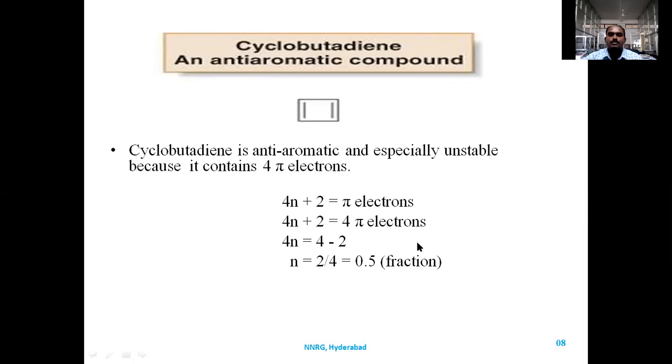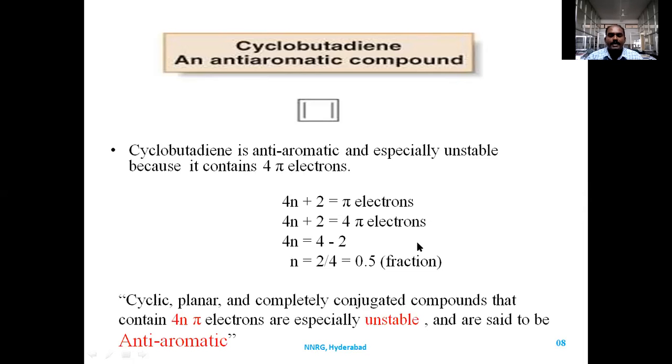4n pi electrons. So if you see the anti-aromatic definition, it is a cyclic molecule, planar and completely conjugated, that contains 4n pi electrons. 4n pi electrons means how many electrons are there here? 1, 2, 3, 4. 4 electrons are there. So 4n pi electrons, which is unstable, is called anti-aromatic. So cyclobutadiene is anti-aromatic because n is not an integer. It is a fraction and it has only 4n pi electrons. So that is the reason it is anti-aromatic.